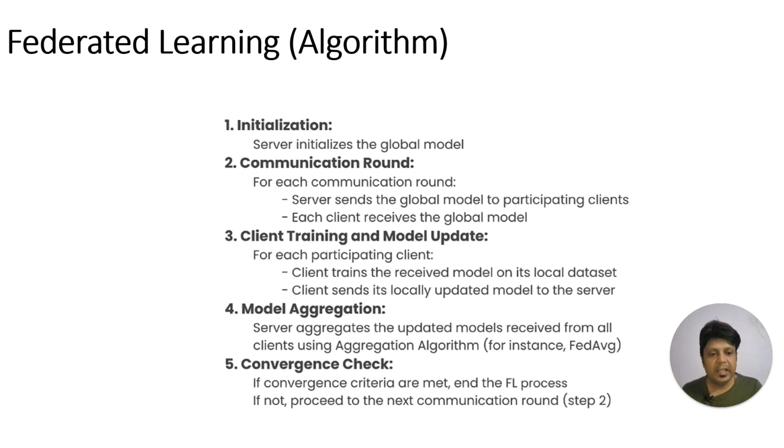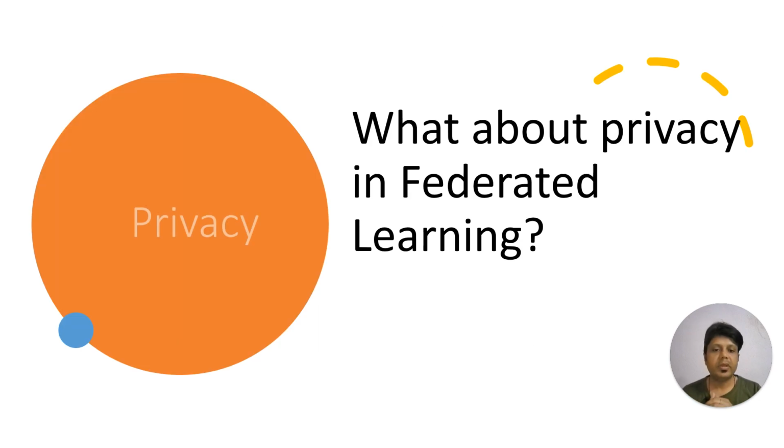Basically, we are training the model on local data locally, and then we are aggregating at the central position. Then we are again sending the weights back to the model. Again we are training the model locally on the local data, and this process continues until the convergence criteria are met, or our loss is minimum, and that's how federated learning is done.